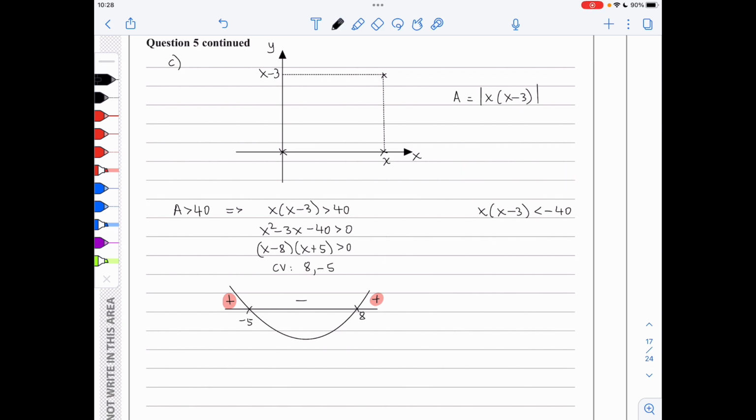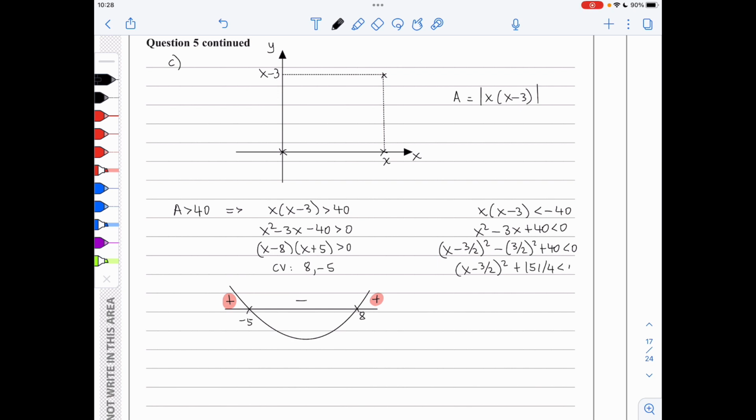I expand the left hand side and collect everything on the left hand side. So x squared minus 3x plus 40 less than 0. I could actually complete the square here to see that (x minus 3 over 2) squared minus (3 over 2) squared plus 40 is less than 0, which leads to (x minus 3 over 2) squared plus 151 over 4 is less than 0.